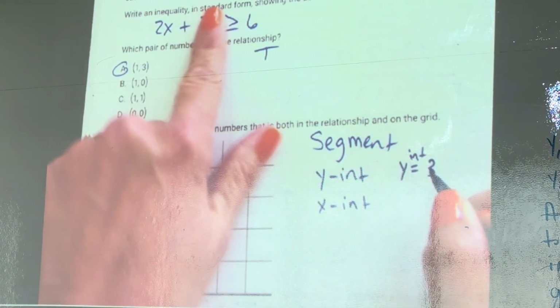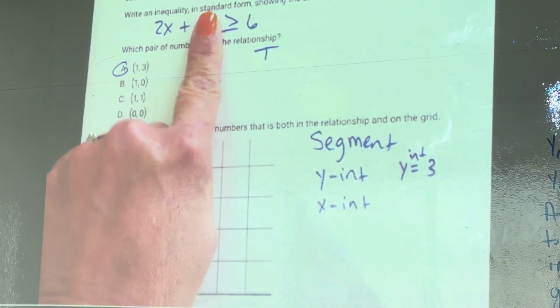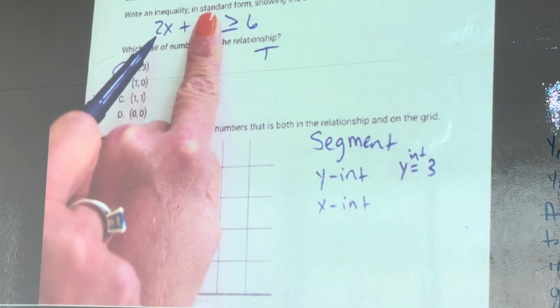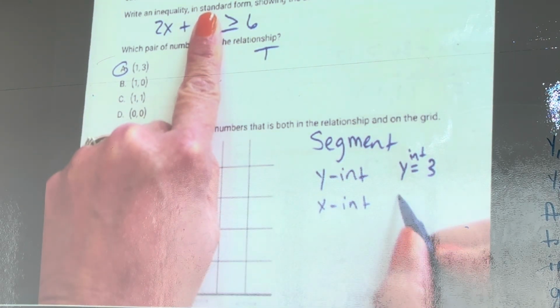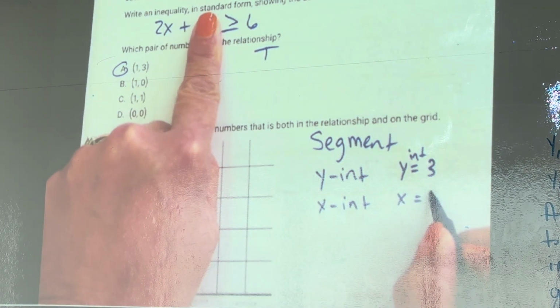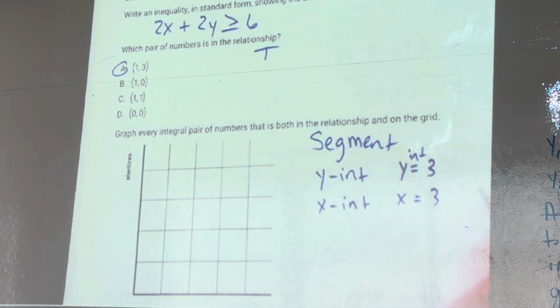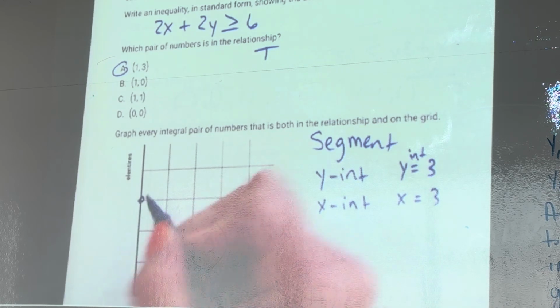And then you cover up the y and solve for x. So if there's a coefficient, a number in front of x or y, you have to divide by it. So 6 divided by 2 is 3. So that's also my intercept. So I have an x-intercept at 3 and a y-intercept at 3.